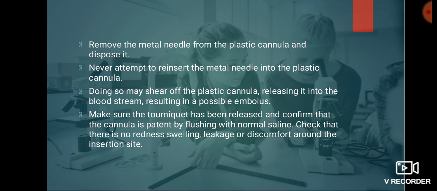Never attempt to reinsert the metal needle into the plastic cannula. Doing so may shear off the plastic cannula, releasing it into the bloodstream and resulting in a possible embolus. Make sure the tourniquet has been released and confirm that the cannula is patent after flushing with normal saline.